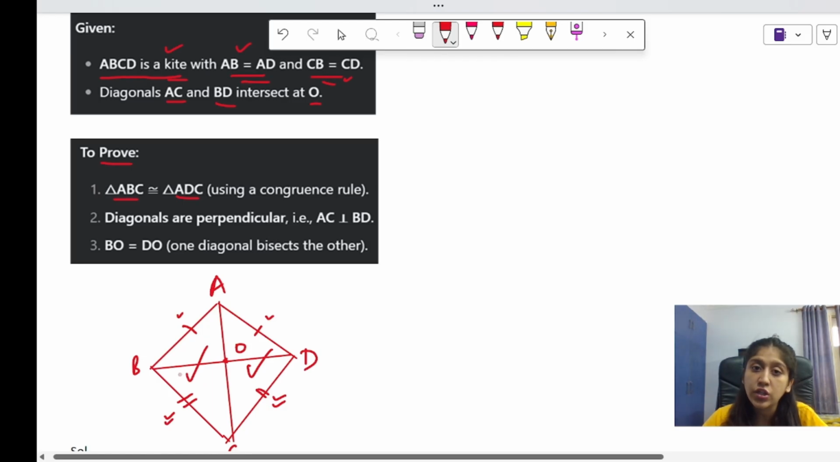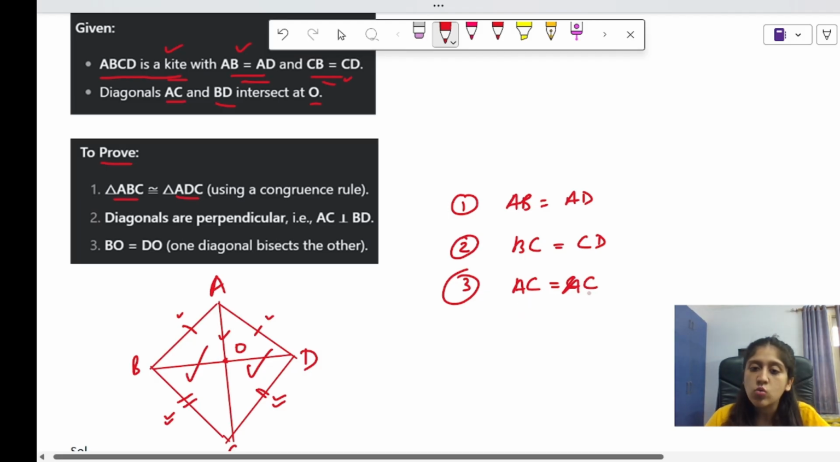can you please tell me in these two triangles? Yes, AC is common in both the triangles. That means AC equal to AC. So what are the rules that are applied? AB is equal to AD, so side is equal. Second is BC is equal to CD. And the third rule that is applied is AC is equal to AC.